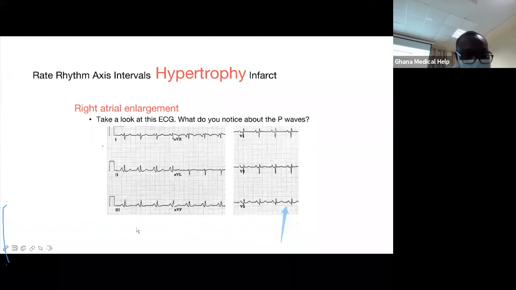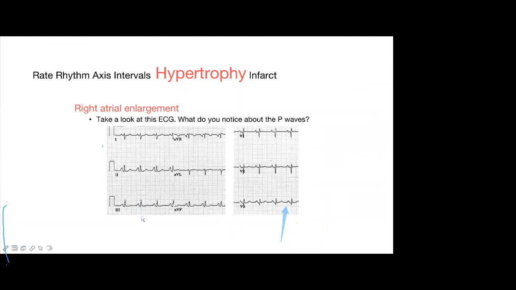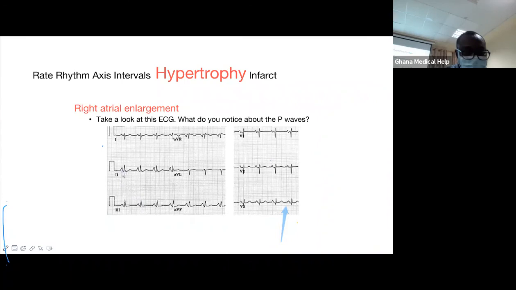You don't agree with me that in lead 3 as well, you seem to have more than one box. Yeah. Okay, but I agree with you. Obviously, the very obvious one is lead 2. The amplitude is longer.